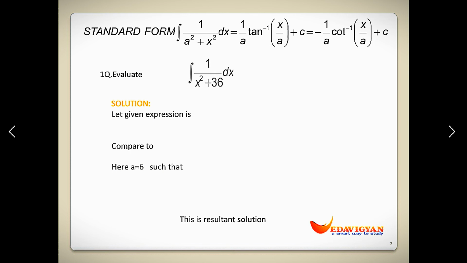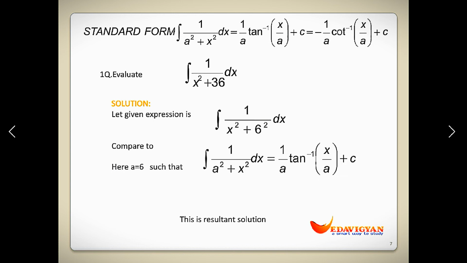First, evaluate the integral of 1 by x square plus 36 dx. The given expression is rewritten, with 36 converted into 6 square, so we have the direct standard form. This expression is compared with the standard equation, and that gives the final resultant solution.